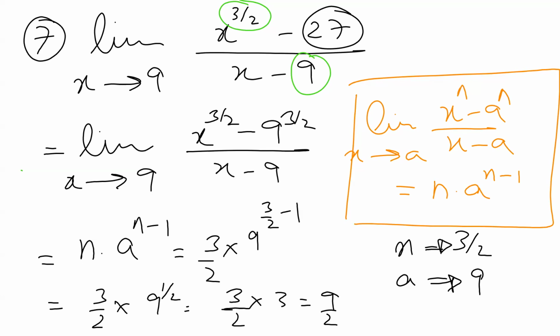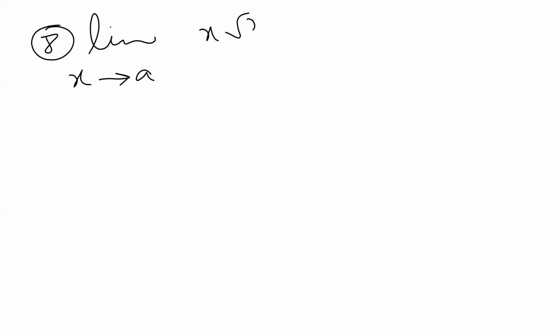Okay. So that was your question number 7. Let's go to question number 8. Okay. So limit x approaching towards a, x root x minus a root a upon x minus a.